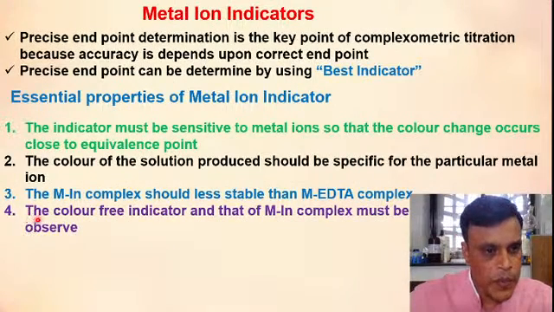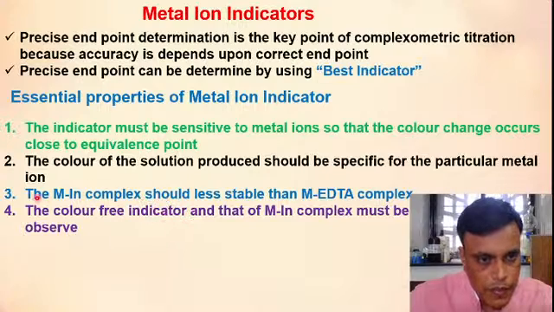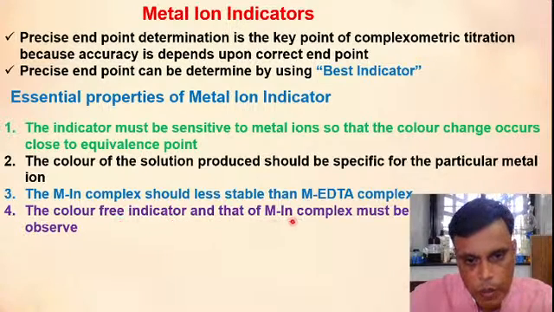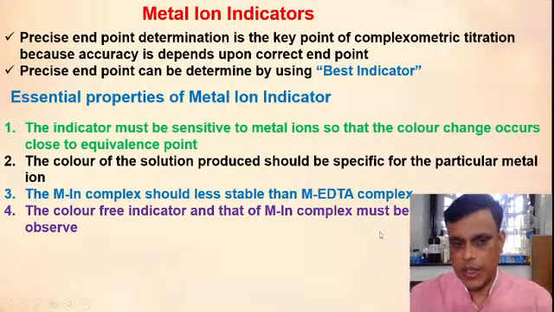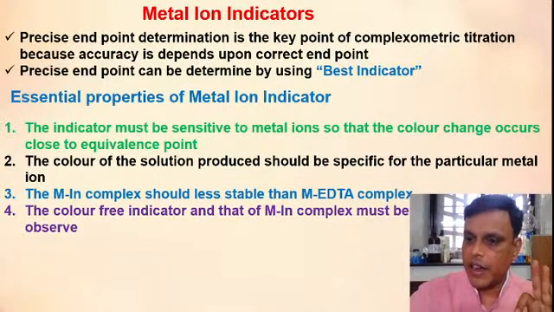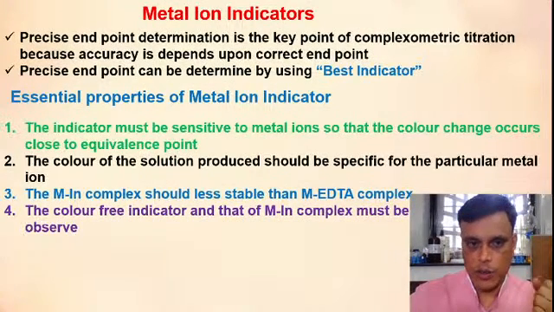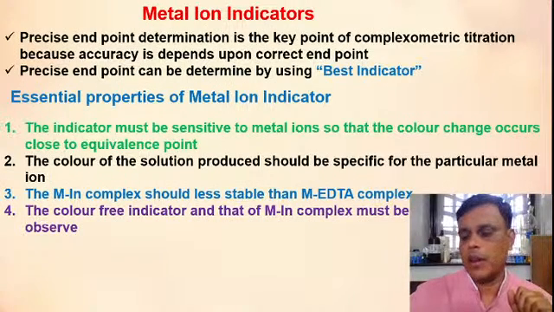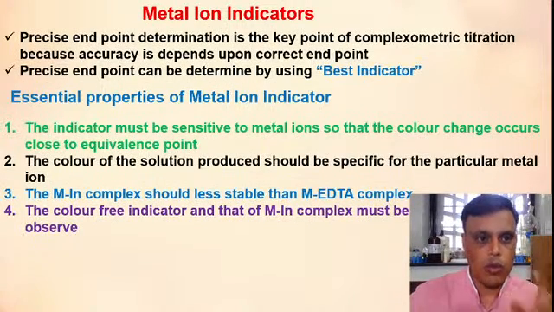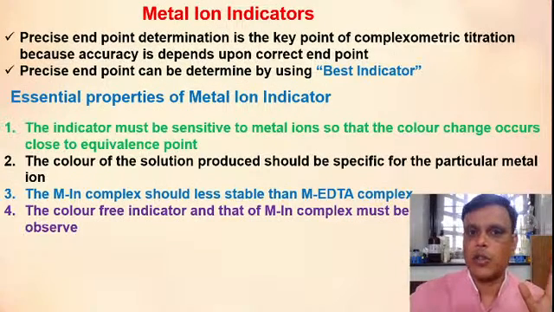Then the fourth property is the color of the free indicator. The color of free indicator and that of metal indicator complex must be distinct. क्या है? The color of the free indicator and that of metal indicator complex must be different and they must be easy to observe. They can be easily identified so that we can determine the exact endpoint or exact equivalence point. ठीक है, so lot of properties are there, but these four properties are important properties. So these four properties are essential properties of a metal ion indicator to act as a best indicator.